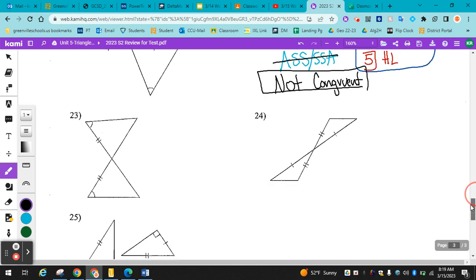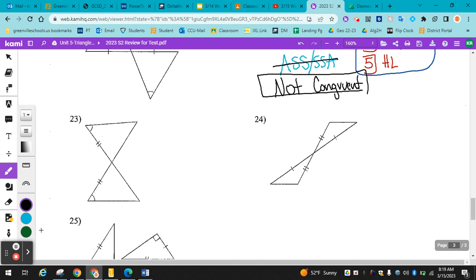Last one with me, and then I want you to finish it. 24, label everything. Side, side, side, side. Angle, angle, because they're vertical. I'm not assuming that. I know vertical angles are equal from chapter 1. And then you go around your triangle. So we don't want to go this way because we'd be skipping this angle. We'd be skipping this side. We'd be skipping this angle. You can only skip 1 thing at a time.